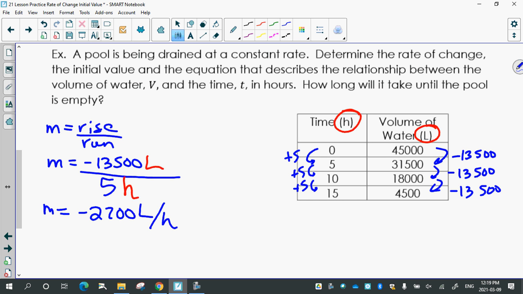The pool is being drained. So it makes sense for it to be negative, okay? Every hour, 2,700 liters drains from the pool. It didn't ask us to say that, but we can understand it.